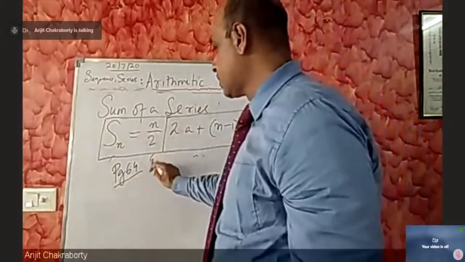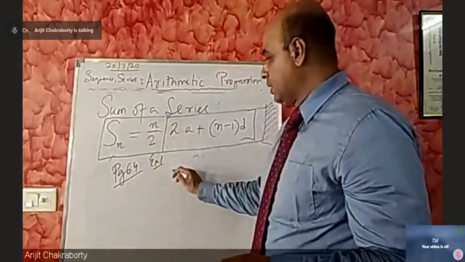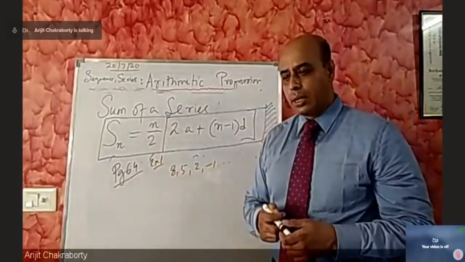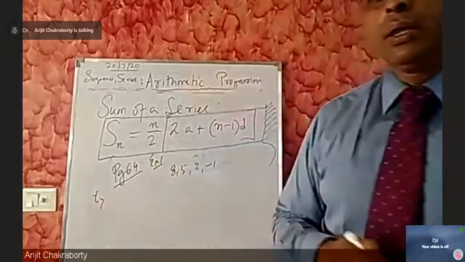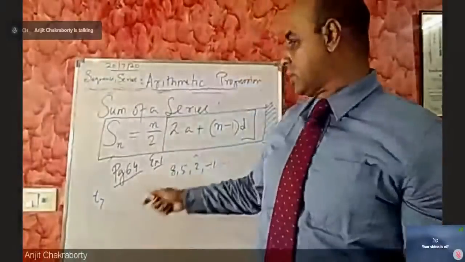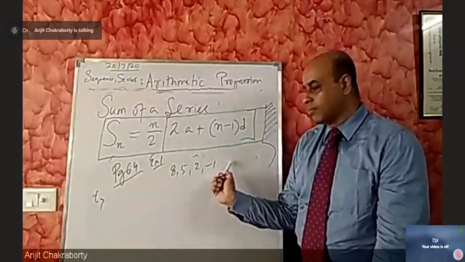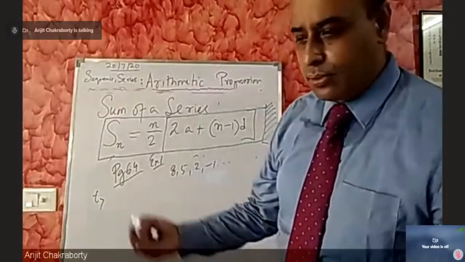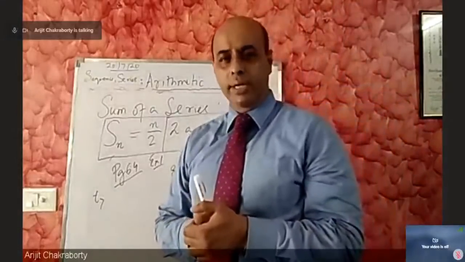Example 1. I'll take the examples quickly. There's an AP given: 8, 5, 2, minus 1 and so on. You have to find the seventh term, T7. The series starts with the first term 8: 8, 5, 2, minus 1, minus 4 and so on. Not a difficulty. We know the formula A plus n minus 1 into D.